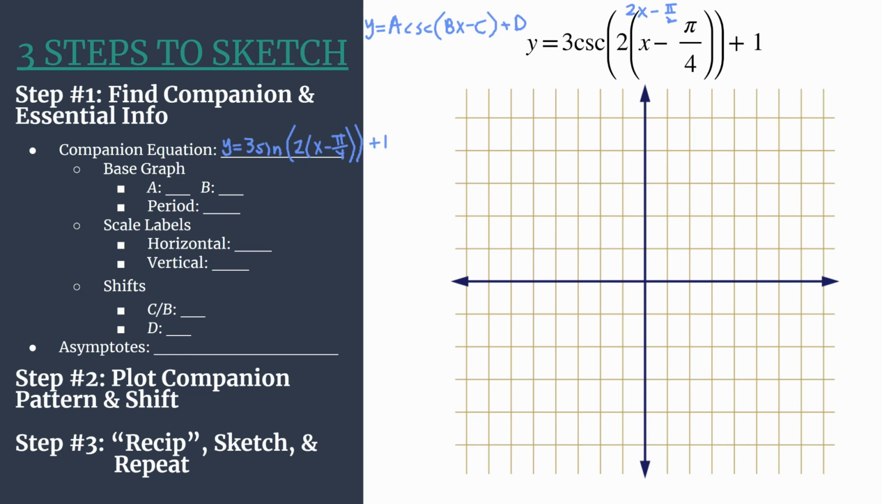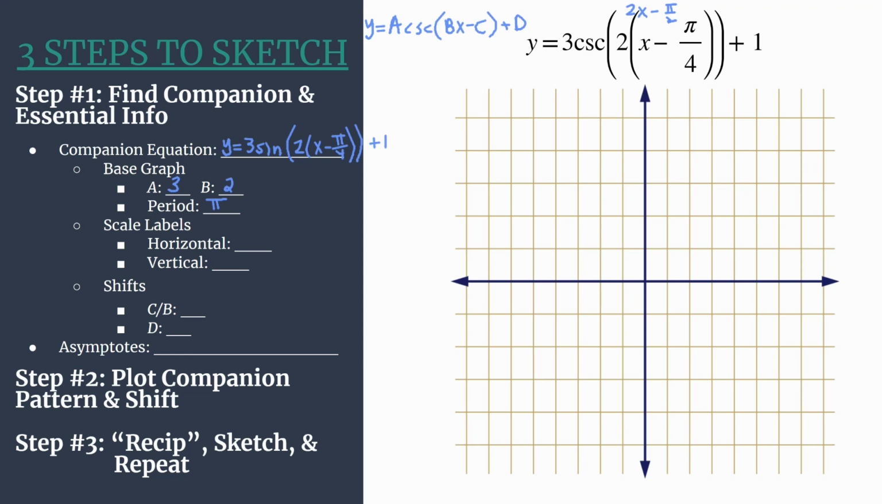All right, so really digging in now, let's analyze this base graph. So a is the leading coefficient, or that coefficient in front of sine. So a is 3 in this case. That's going to help us set our maximum and minimum for our companion sine pattern. Okay, we'll do that in step 2. b is the coefficient of x, so that's 2. We'll have 2 cycles of our graph that happen between 0 and 2 pi, and we can also use b to calculate the period. So remember, that's 2 pi divided by b, so 2 pi divided by 2 is pi. So pi is the length of one horizontal cycle.